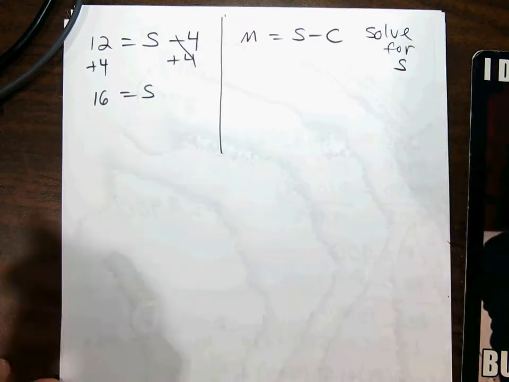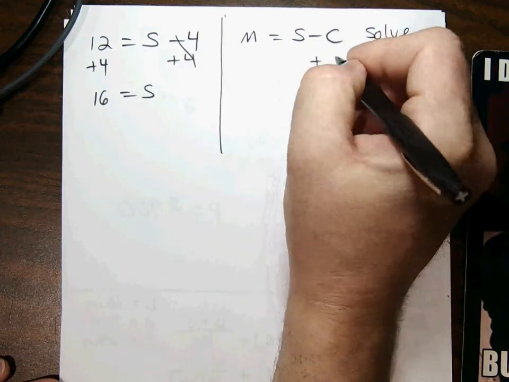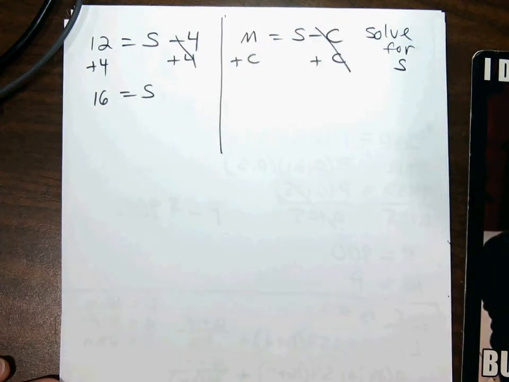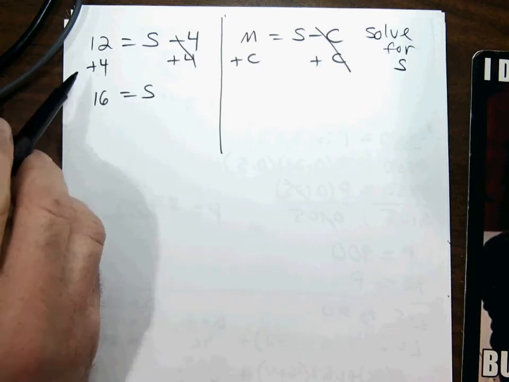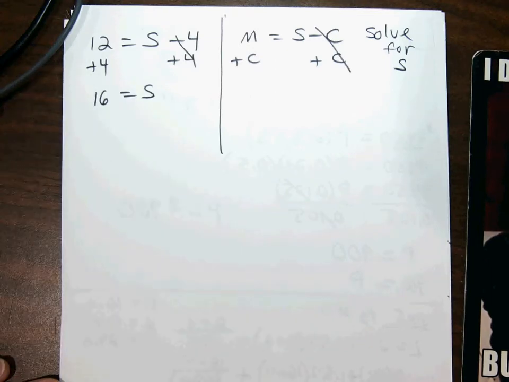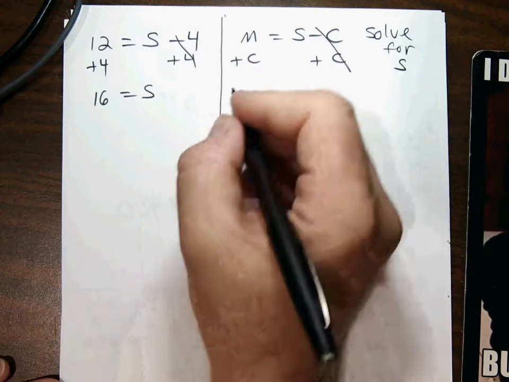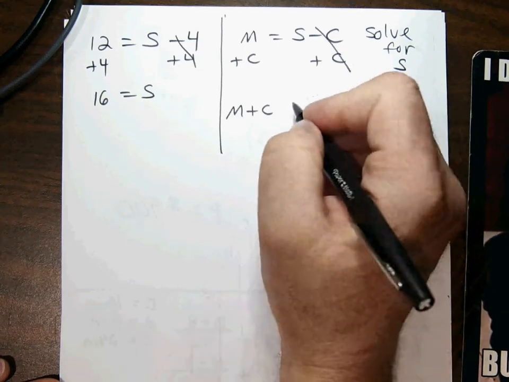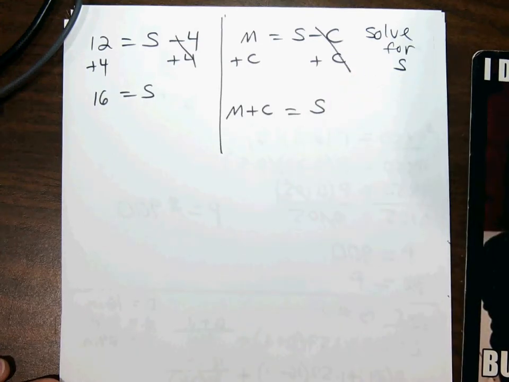Well, I added 4 to both sides, so now I'm going to add C to both sides. Go on over here, add C, okay? But here's the difference. I could put the 12 and the 4 together to get a 16, but over here I can't put the M and the C together because I don't know what they are. So I just have to leave it as M plus C. So it looks a little different. But otherwise it's exactly the same thing we just did.